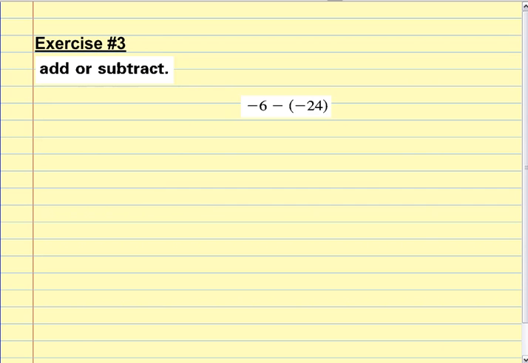Okay, folks, exercise number 3 says add or subtract. Looking at this, raise your hand. What's the first thing that I need to do? Reagan. Change those two negatives. So tell me, how should it be written?